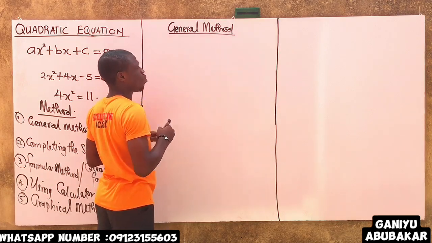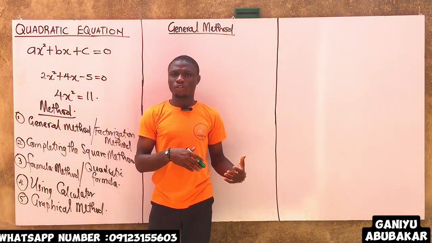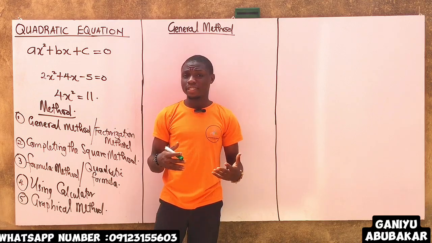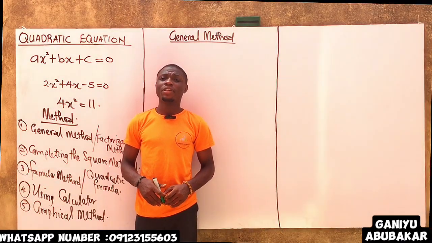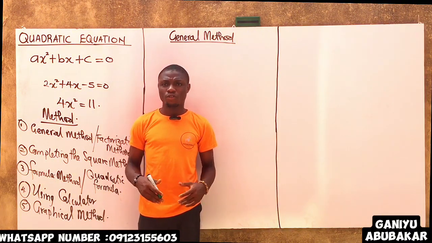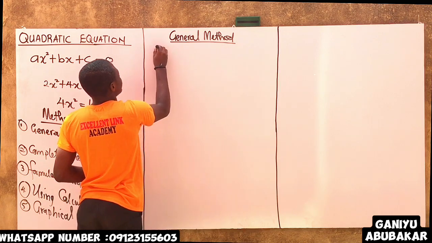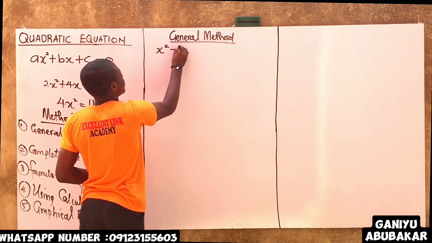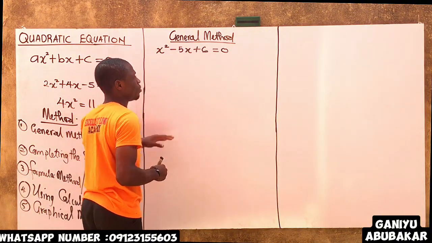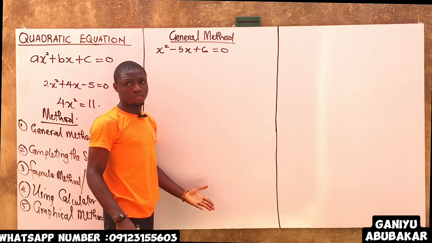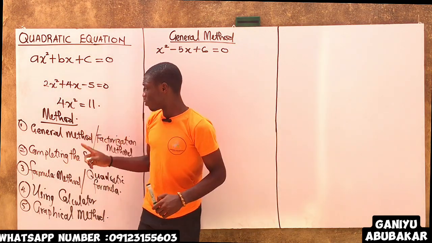The general method is also called the factorization method. What's the idea behind the factorization method? Let's take an example and try to solve it together. Let's say I'm given that x squared minus 5x plus 6 is equal to 0. Of course, this is a quadratic equation, right? So let's try to solve this using the idea of factorization method.